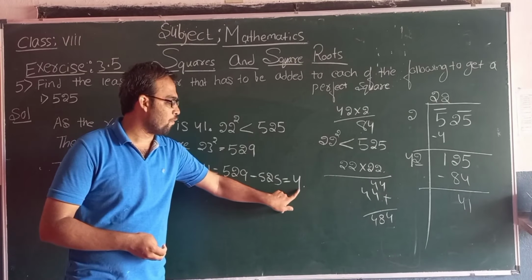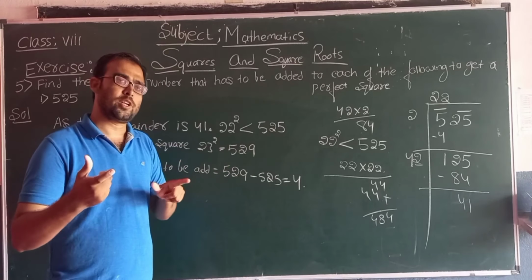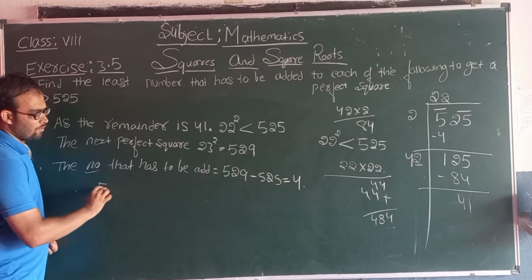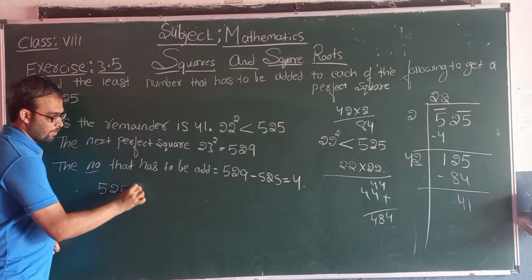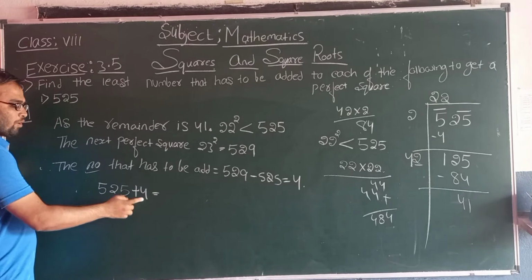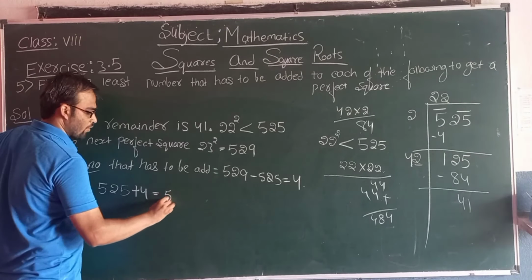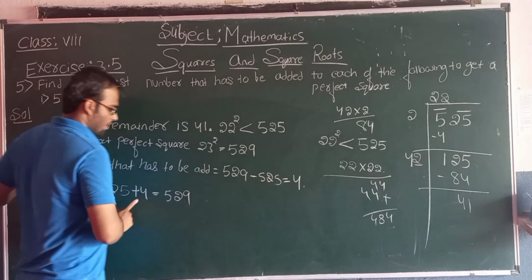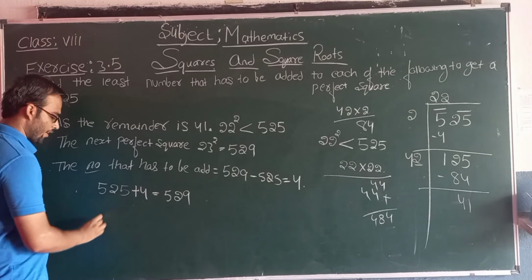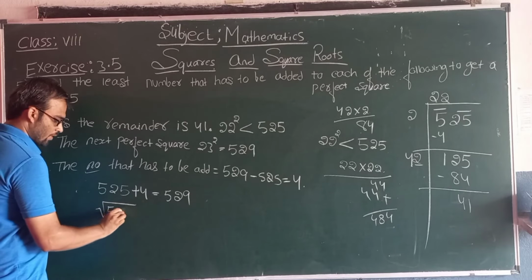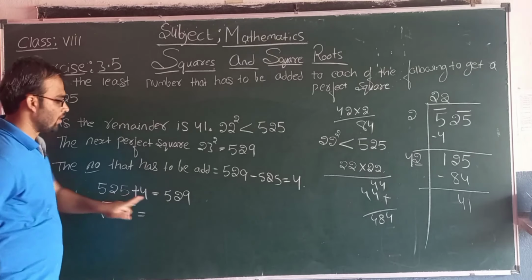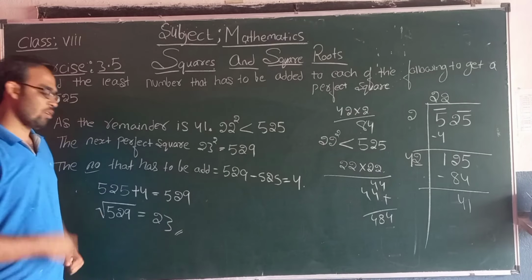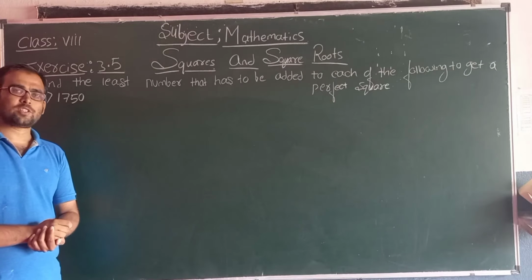We have to add 4 to the given number so that it becomes a perfect square. Okay, so when we add 525 plus 4, we will get a perfect square, that is 529. And what is the square root of this one? Okay, 529 is what? 23 square. Okay, so here the square root of 529 is what? 23. Now let us solve the second question.